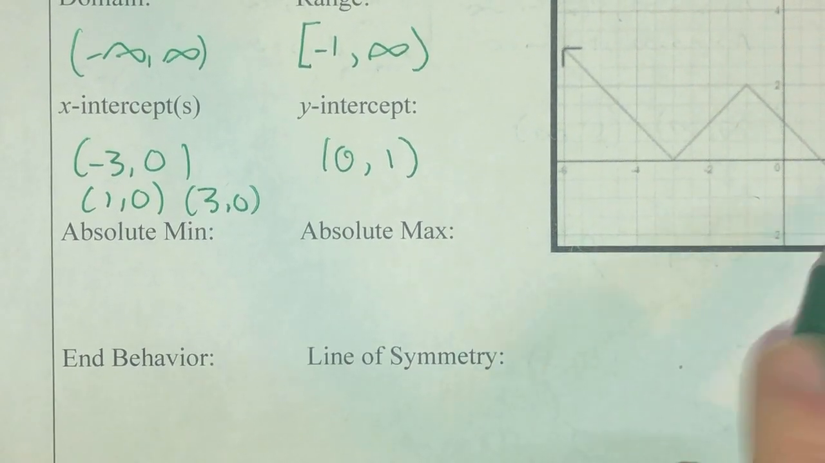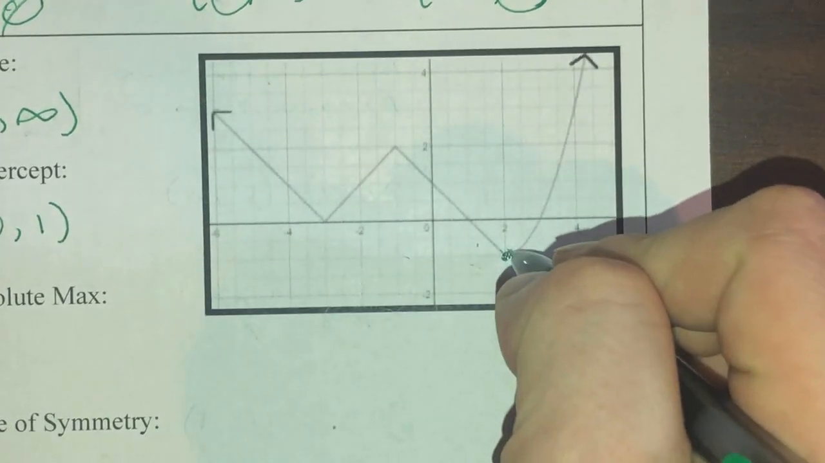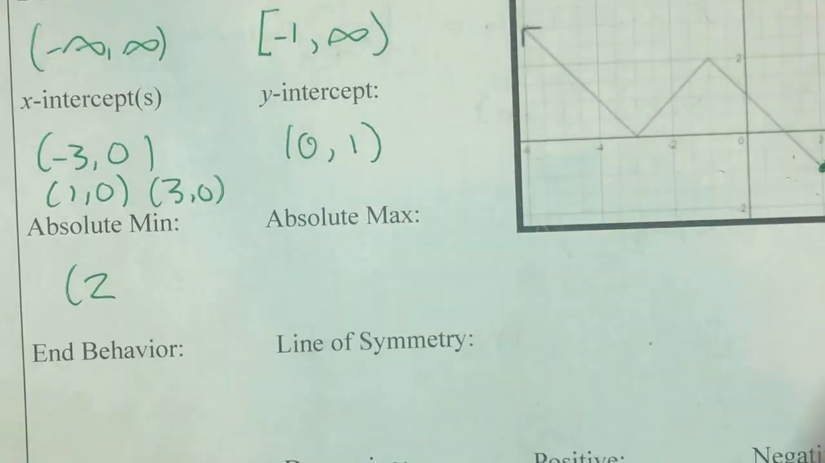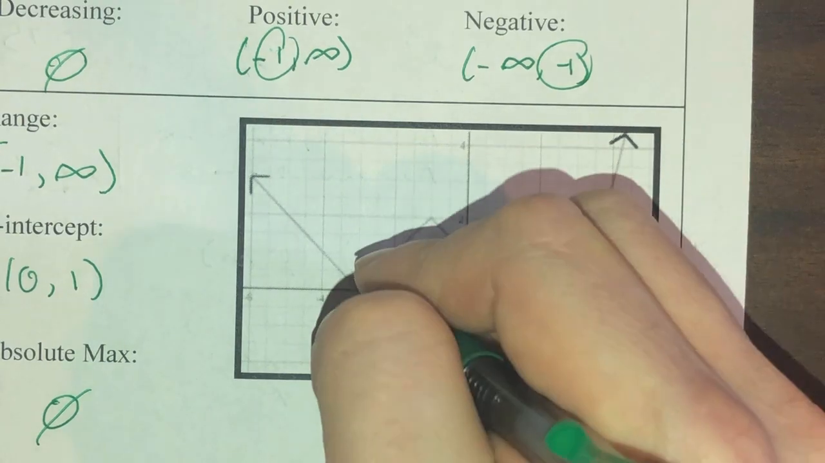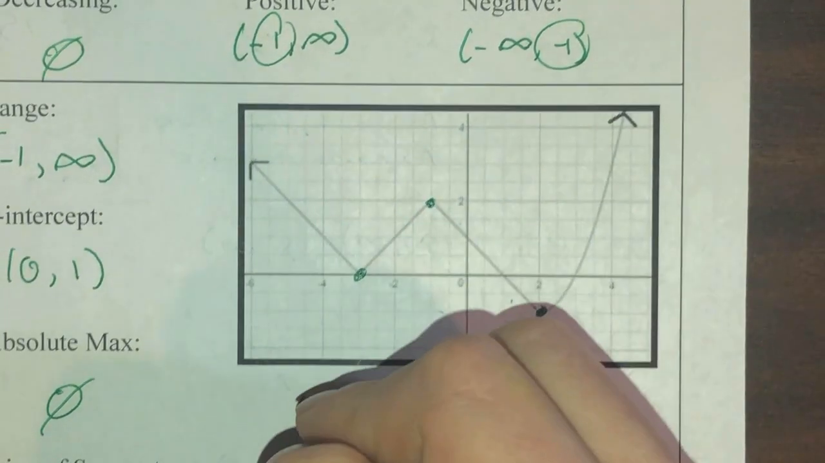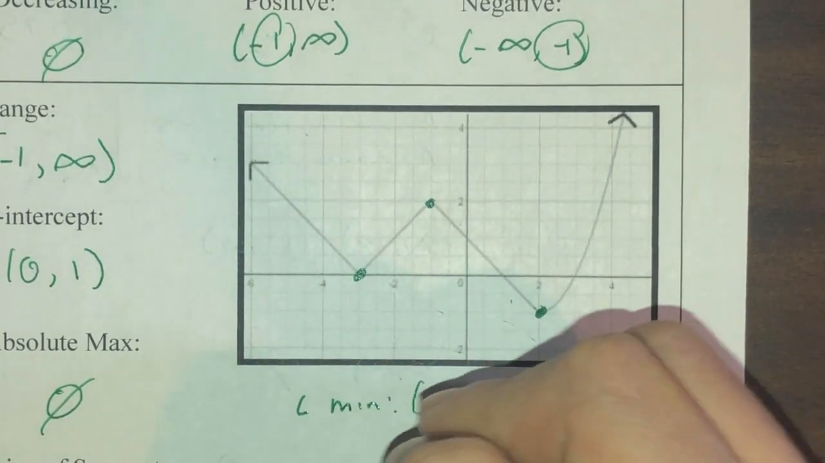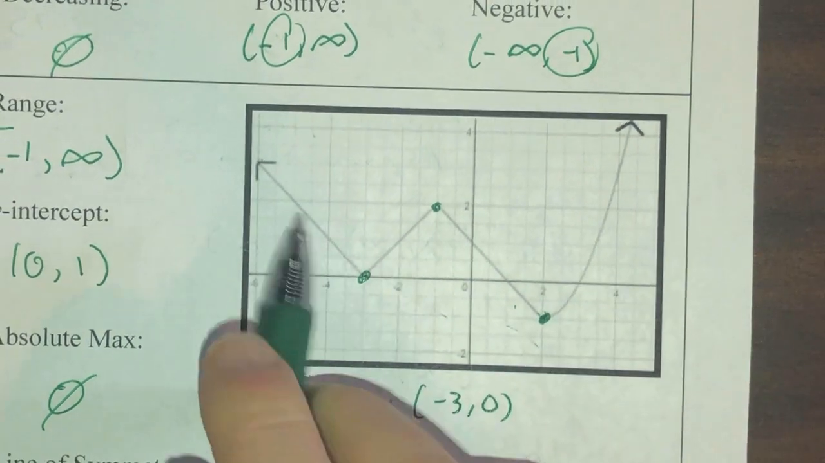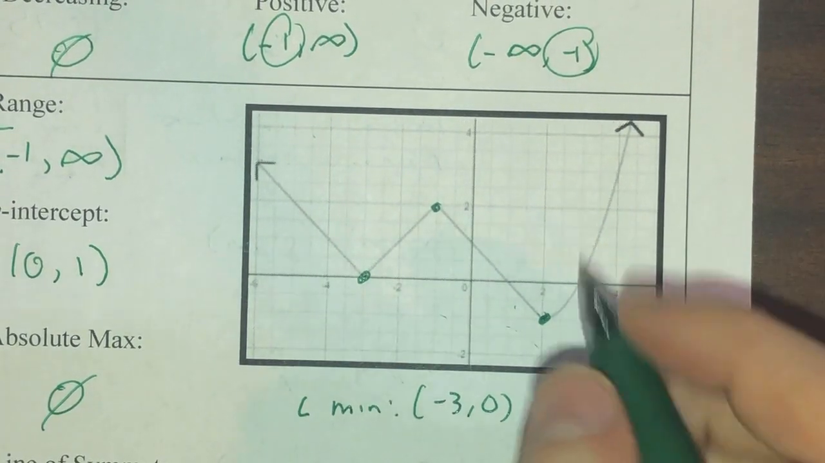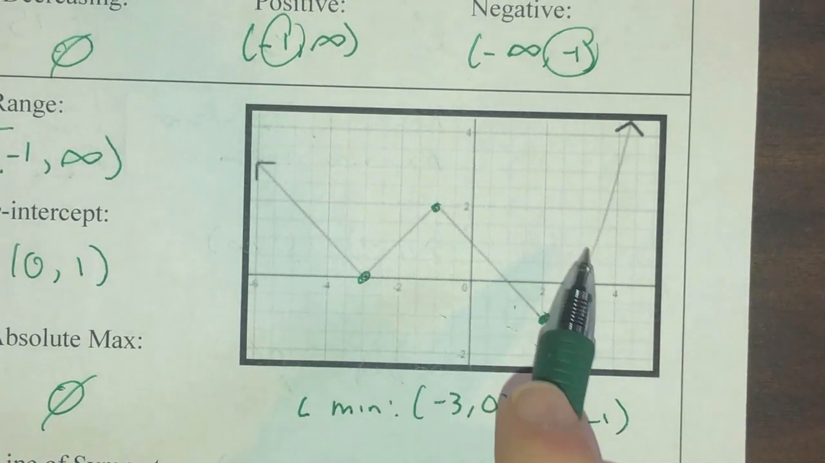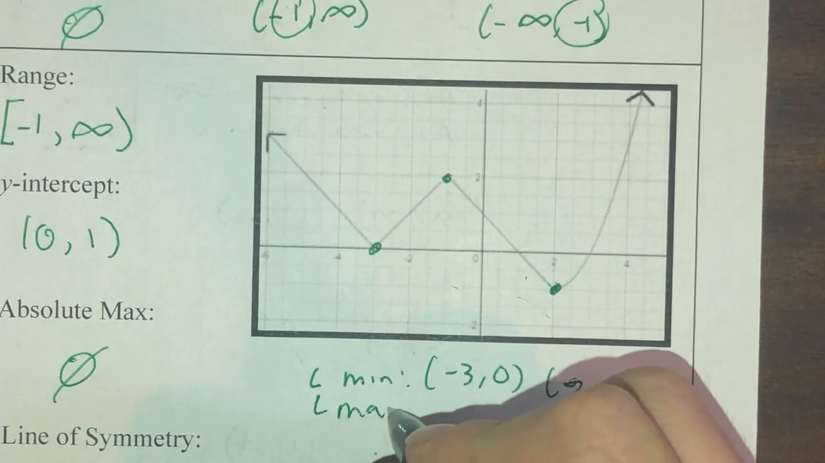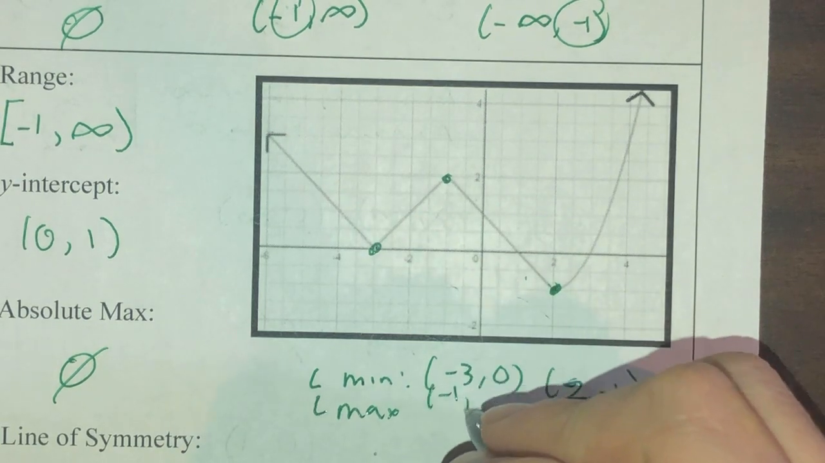Absolute min, there is one. It's 2, -1. Absolute max, there are none. Now, I want to point out local min. -3, 0 is a local min. And 2, -1, local min. Local max is -1, 2.